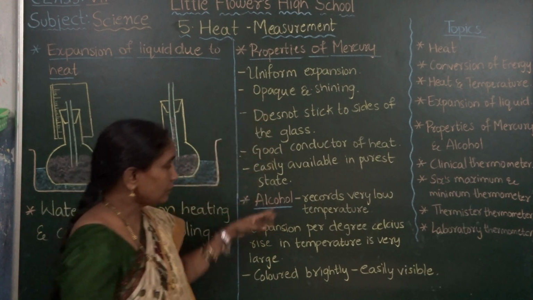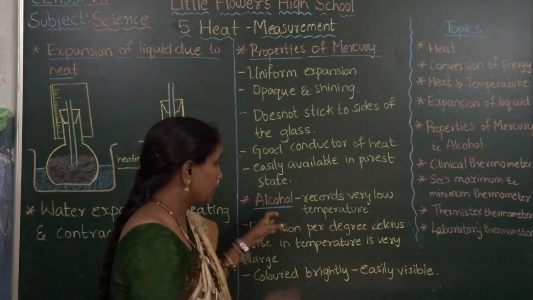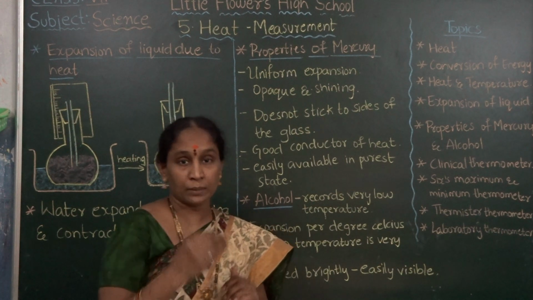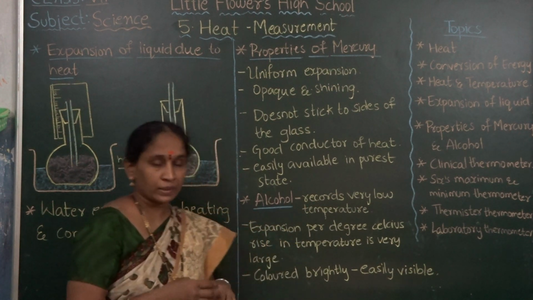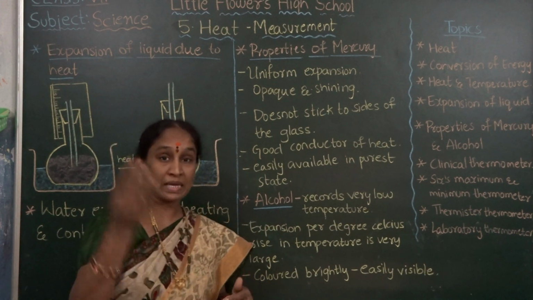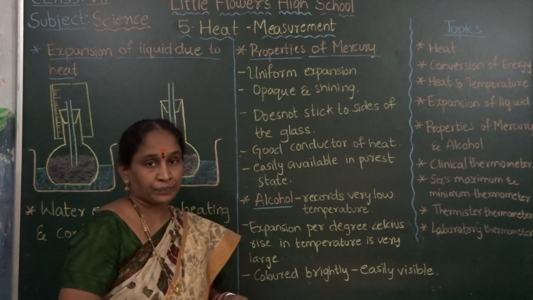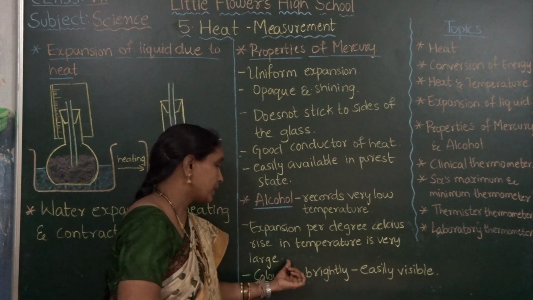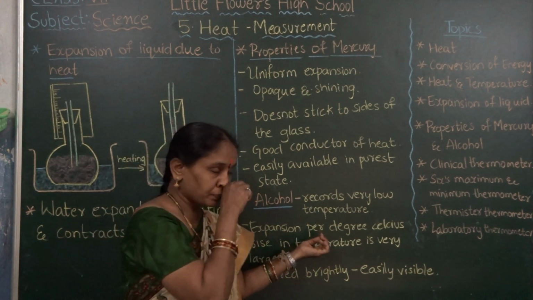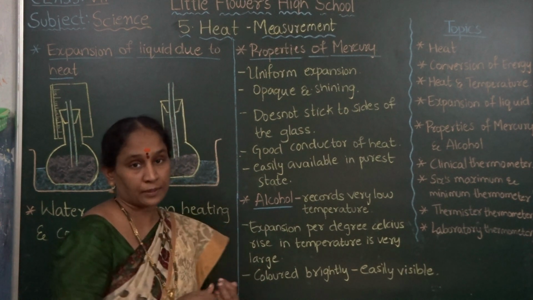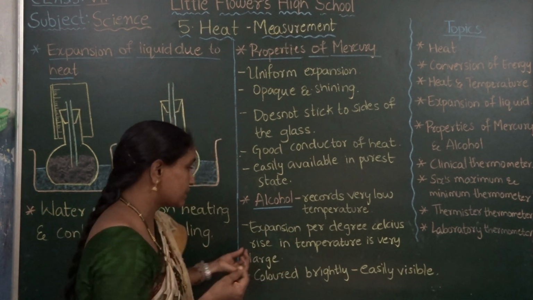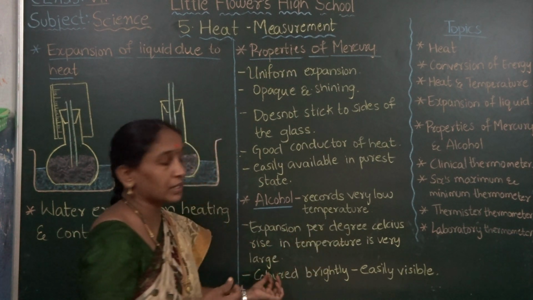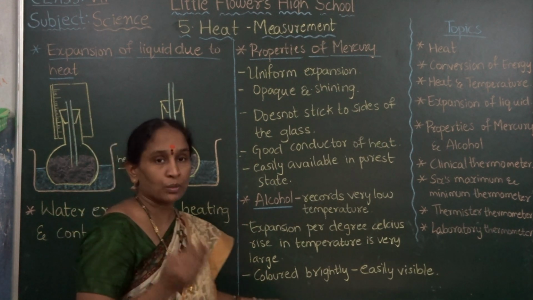Next, properties of alcohol. By using alcohol, we can measure lower temperatures of the day. Lower temperatures we can measure with alcohol, and maximum temperatures we can measure with mercury. Next, alcohol's expansion per degree Celsius rise in temperature is very large. For every 1 degree Celsius increase in temperature, it will expand more.